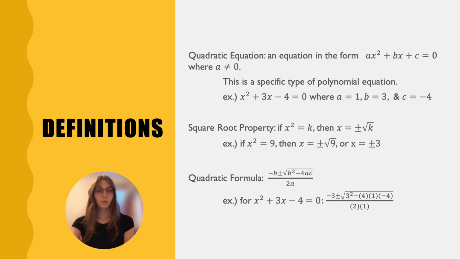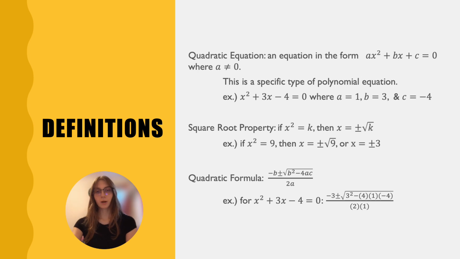First, what actually is a quadratic equation? A quadratic equation is a specific type of polynomial equation where the highest degree is 2. We write this in the standard form ax squared plus bx plus c equals 0, where a, b, and c are all coefficients and a cannot equal 0 because it would cancel out your quadratic term. An example of a real equation written in this standard form is x squared plus 3x minus 4 equals 0, where a equals 1, b equals 3, and c equals negative 4.